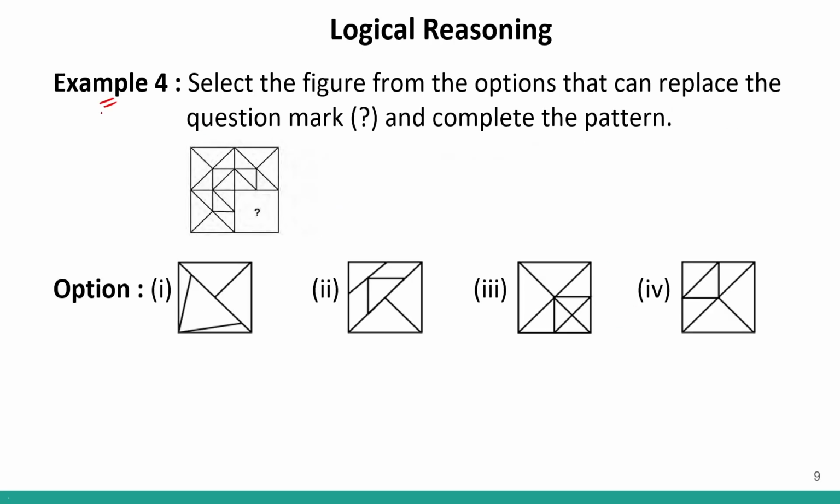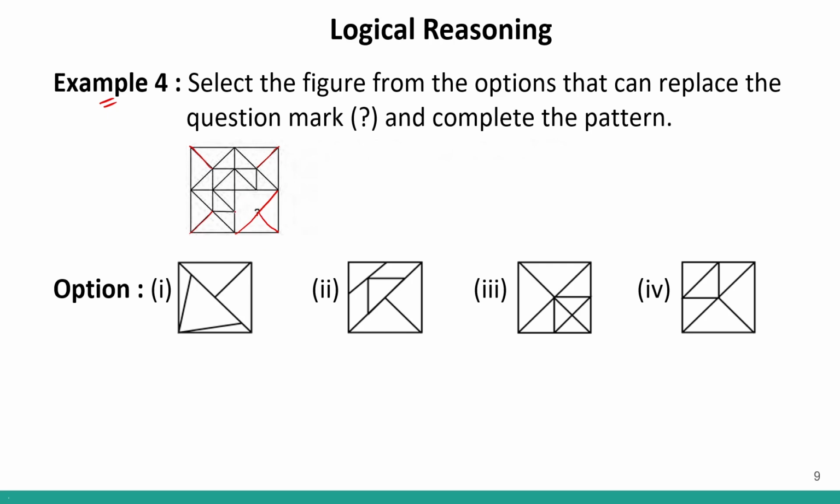Now, example 4, again a figure matrix question. Over here we have a missing element and we have to find the answer. So I can see this big square. So I'll complete this square, and from the middle of each square I can see this line over here like this, correct? So I'll complete this line, correct?